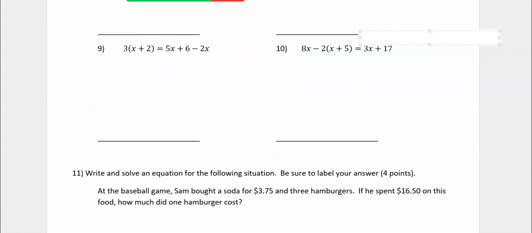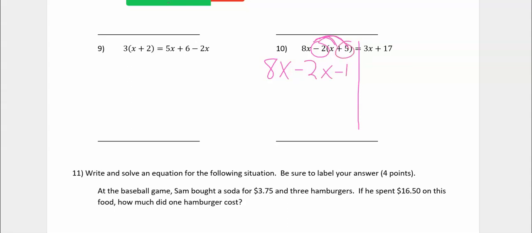Number 10, start by distributing here as well, except be careful. You have to take the negative with it when you distribute the 2. So negative 2 times x is negative 2x. Negative 2 times positive 5, watch your signs, is negative 10. Okay, distribute first.